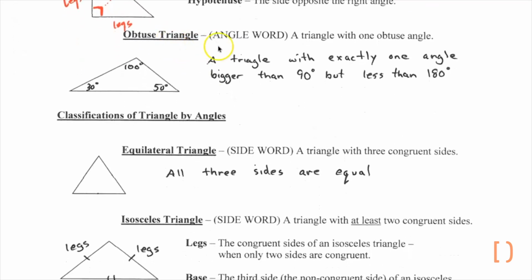An obtuse triangle. An obtuse triangle is a triangle with one angle that's obtuse, one angle that's bigger than 90. That's what obtuse means. Greater than 90, but less than 180, because if it's more than 180, you wouldn't have a triangle. So that makes this an obtuse angle right there. It's an obtuse triangle.